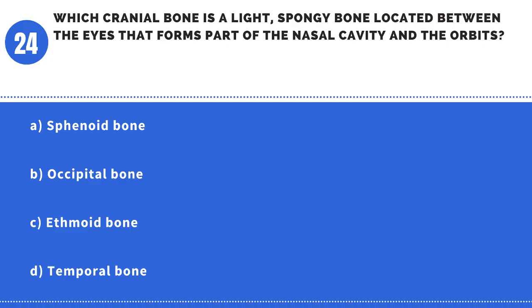Question 24. Which cranial bone is a light, spongy bone located between the eyes that forms part of the nasal cavity and the orbits? A. Sphenoid bone. B. Occipital bone. C. Ethmoid bone. D. Temporal bone.